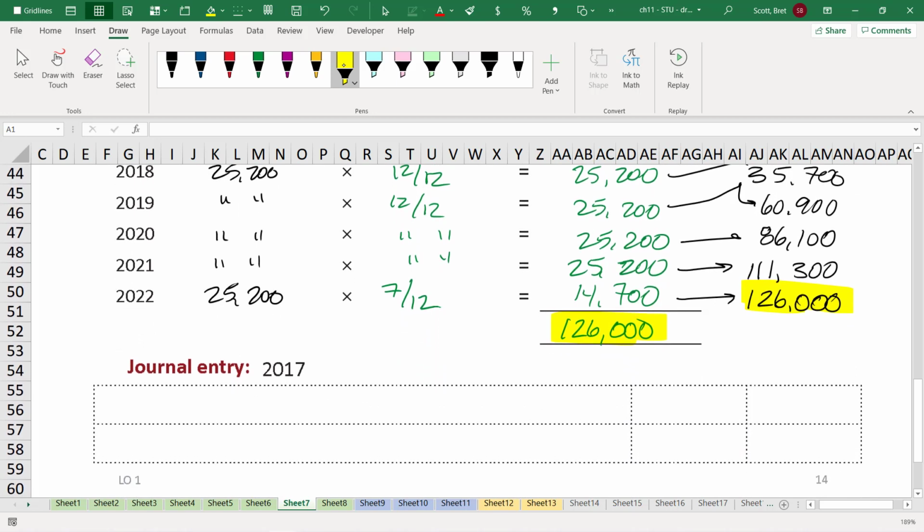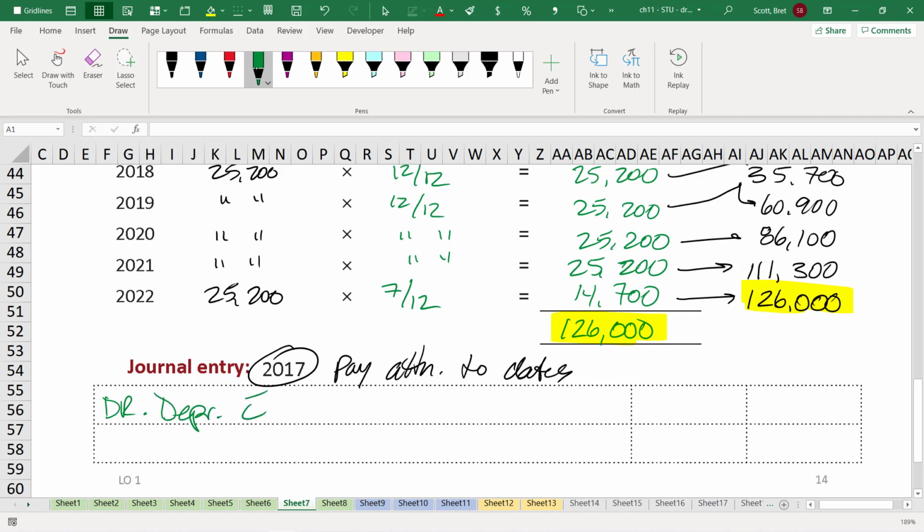Now down below, the journal entry we're going to record just for 2017. Pay attention to dates. Please, please do this. Please be careful. Don't just jump into the journal entry without asking yourself, what's the timeline? Depreciation expense on the income statement is $10,500. And we credit accumulated depreciation.